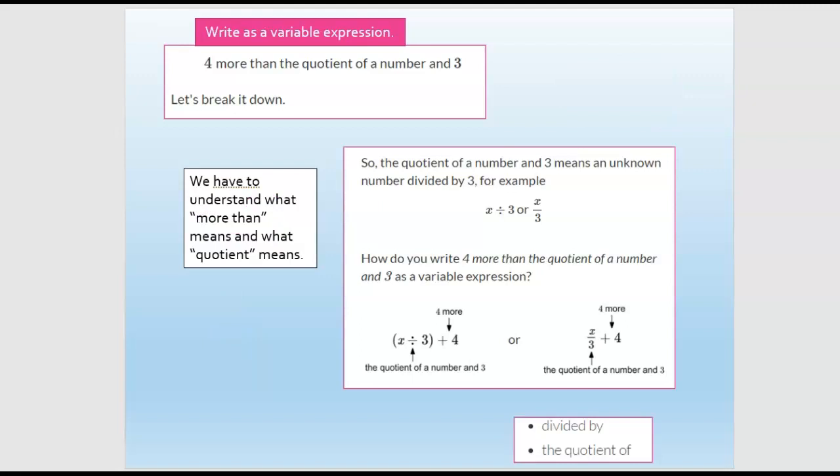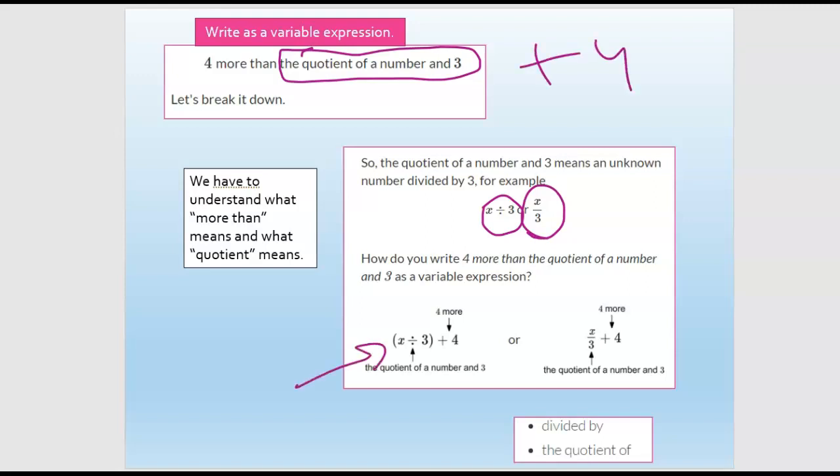So let's break it down a little bit. The quotient of a number and 3 means an unknown number divided by 3. Something divided by 3. So that's just this part of it. 4 more than this whole thing, the quotient of a number and 3. X divided by 3, or you could write it as a fraction, x over 3. 4 more than that, just tack 4 onto that. So here we have x over 3 plus 4.